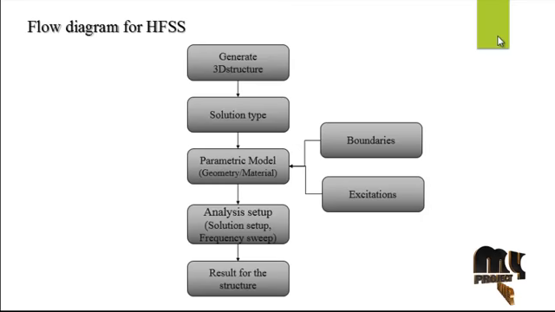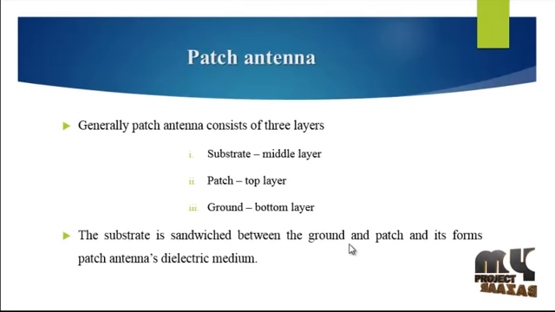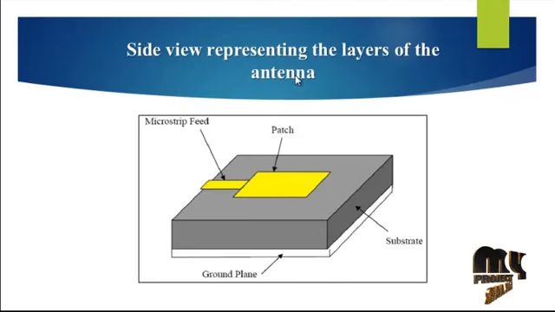Here we use a parametric model like a sandwich-type patch antenna. Generally a patch antenna consists of 3 layers: substrate, patch, and ground. The substrate is the middle layer, the patch is the top layer, and the ground is the bottom layer. The substrate is sandwiched between the ground and patch, and it forms the dielectric medium of the patch antenna. This is the side view representing the layers of the antenna: the patch, ground, and substrate. These are the basic concepts of the antenna substrate.